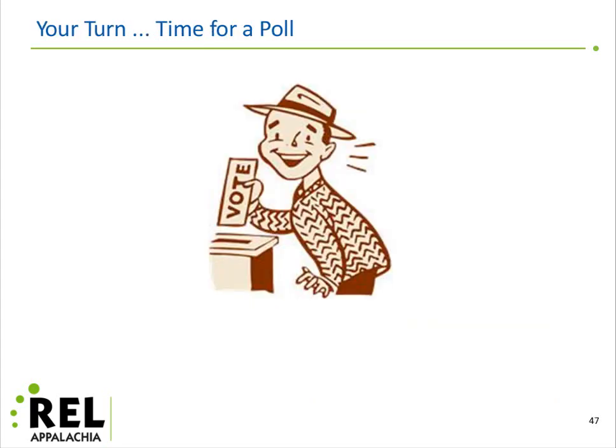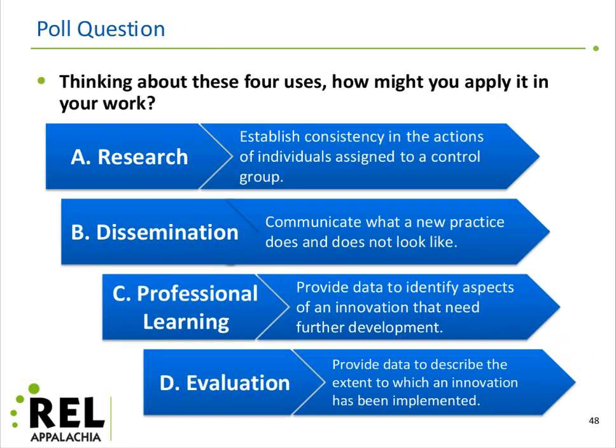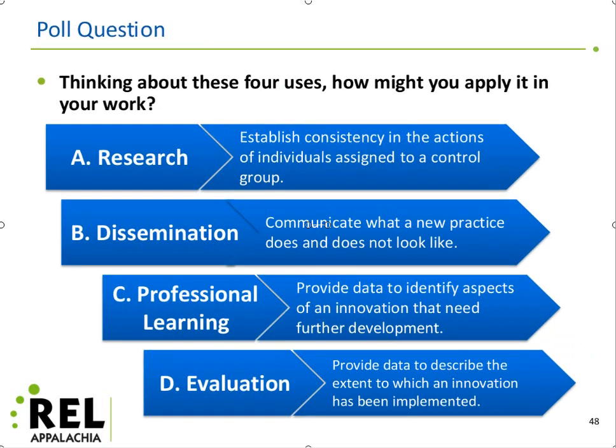So time for another poll, making sure everybody's still there. We were just wondering, thinking about the 4 uses that we just described, how might you apply it in your work? And it's okay to respond with more than one answer. There's the question. You can see it. Thinking about those 4 uses, research, dissemination, professional learning, and evaluation, how might you apply it in your work? Which one? Research? Or you actually, like Jason said, you can multi-select here as well. Let's see how people might think about using it.